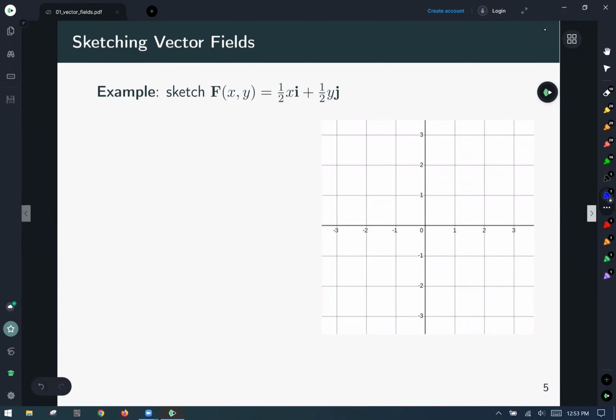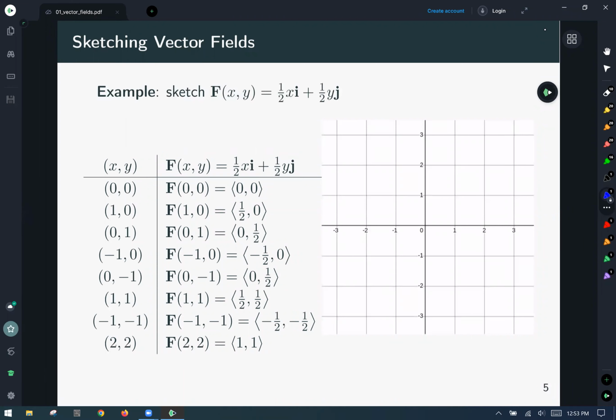So for an example, let's go ahead and do one. In this case, our field is 1/2 x in the x component function, 1/2 y in the y component function. And I went ahead and just calculated a whole bunch of points here. At 0, 0, we've got this little guy right there, the origin vector. Now at the point 1, 0, it looks like we're going to go 1/2 in the x direction and 0 in the y direction. So there's our vector there.